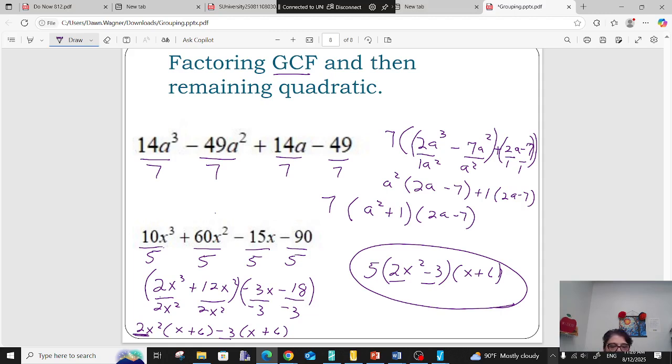The only thing I did was I didn't write the 5 out front because I thought that was too many numbers. So I just kept it down here and just remembered to put it at the end. That's why I decided the second one I wasn't going to do it that way, because it just made it a little messy. The only thing is, don't forget at the end to put this 5 out in front, because that can happen.